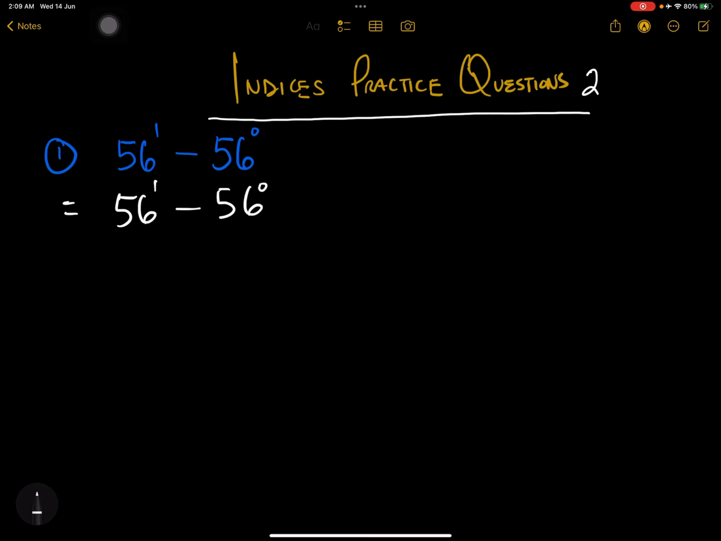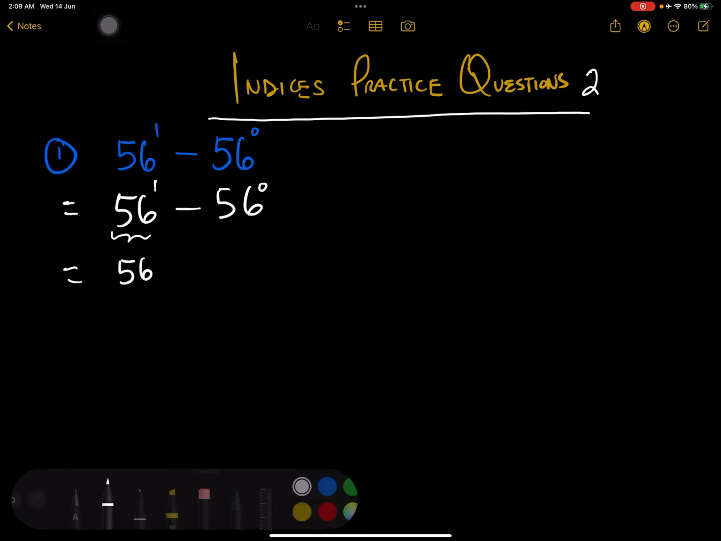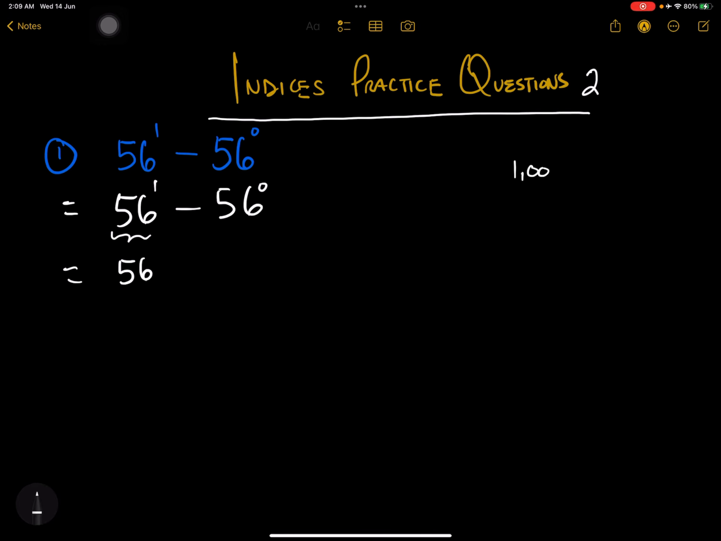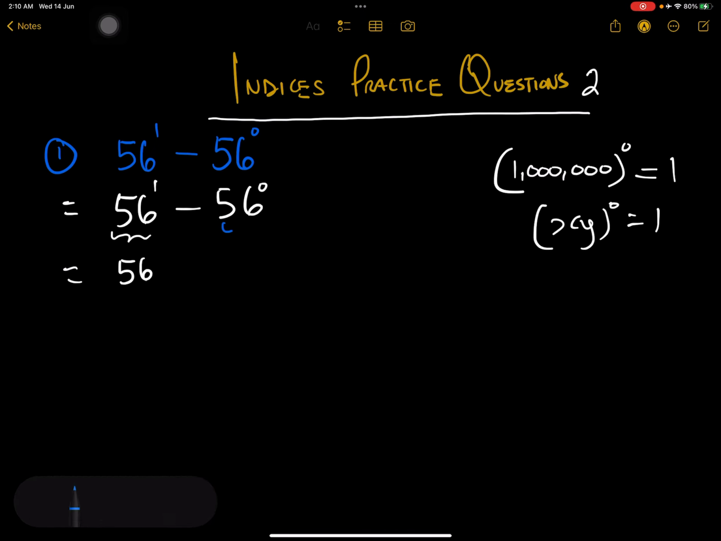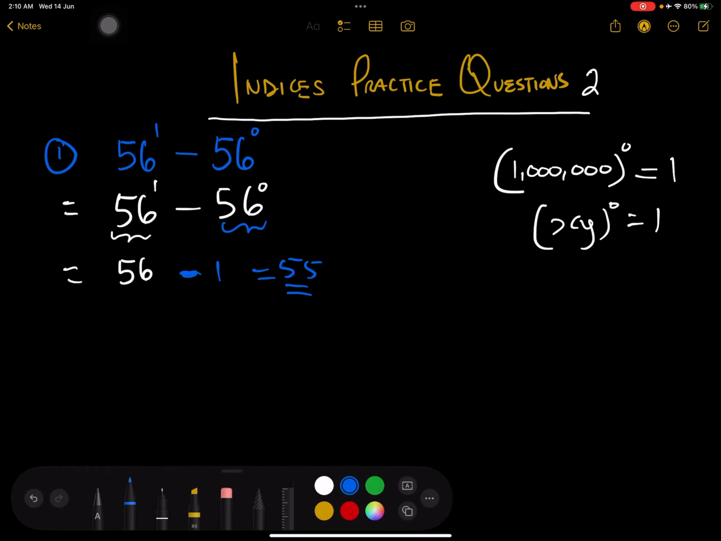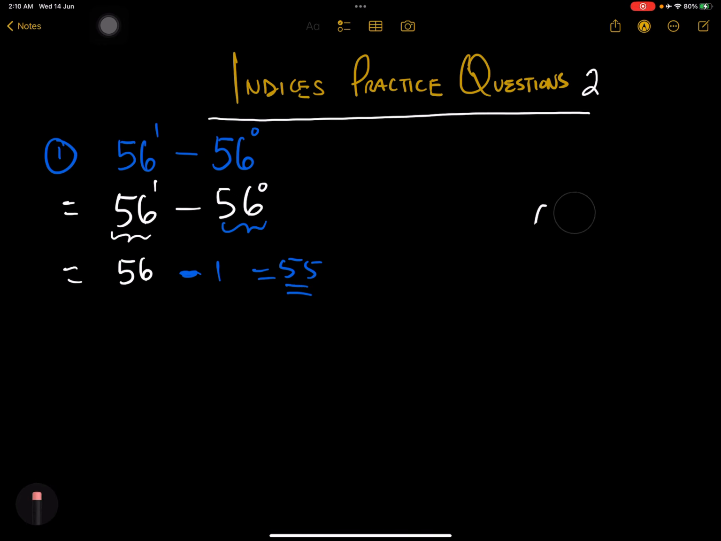Now, if you look at this carefully, you realize 56 to the power of 1 is the same thing as just 56. Also, remember from one of our laws that no matter the number, even a million to the power of 0 is 1. No matter the expression, to the power of 0 is always 1. So this one right here is 1. So minus 1, and then we're going to have 55 as our answer. So at first it looks scary, but if you look very closely and observe it, you realize that it's a very easy problem to solve.